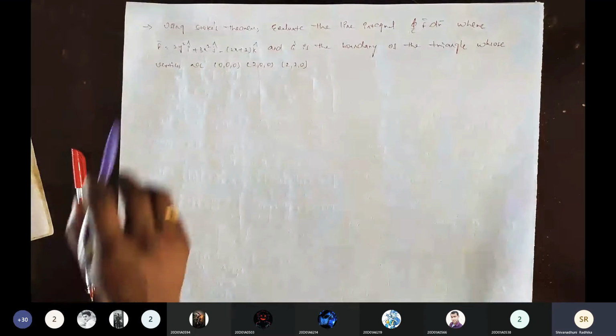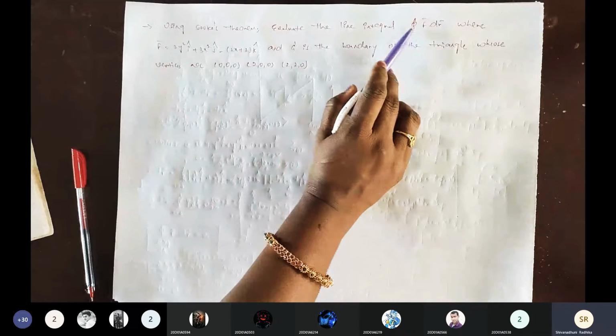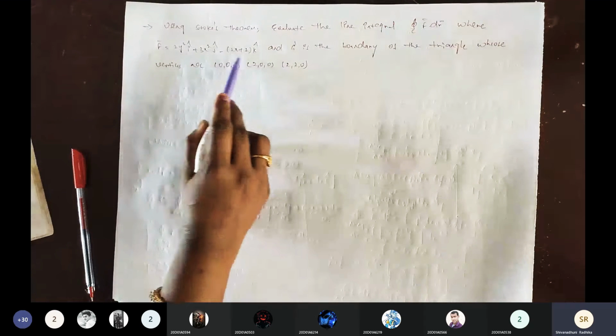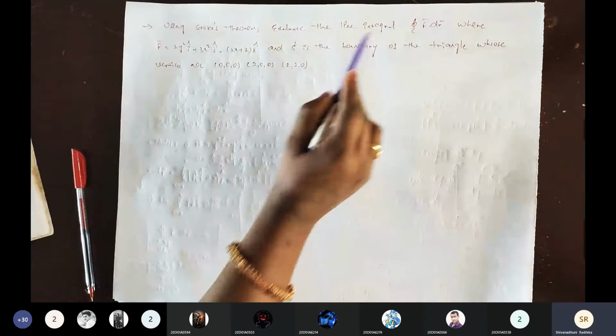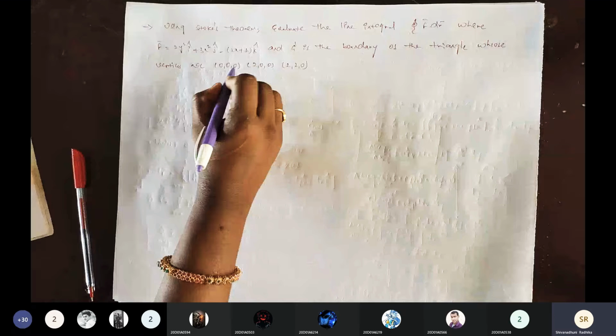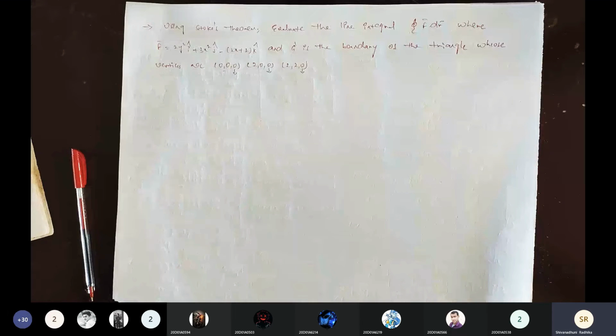Now first, see the question. Using Stokes theorem, evaluate the line integral over curve C, F bar dot dr bar. Here F bar is a vector point function, and this closed curve C is the boundary. And what about the boundary limits we have? In these, we have 3 points. Among the 3 points, what about the third coordinate? It is 0. Here it is also 0. Here it is also 0. Among the 3 points, the z ordinate value is 0 for all of them.